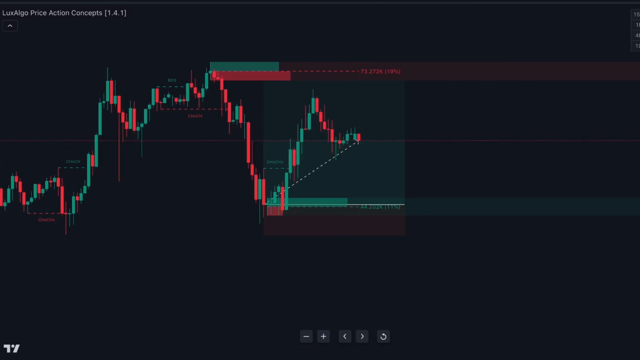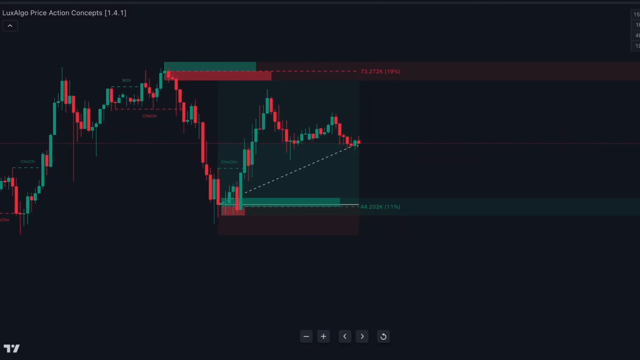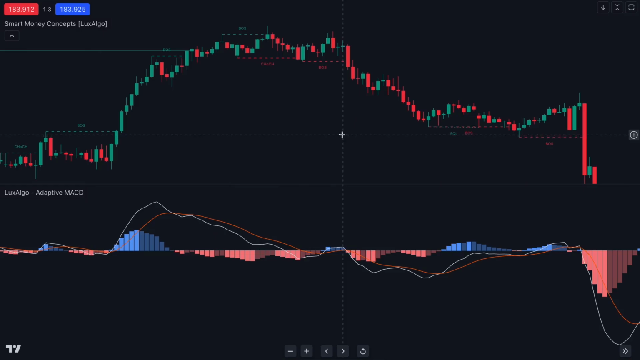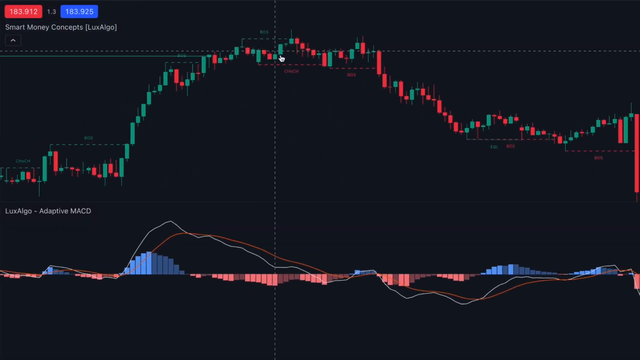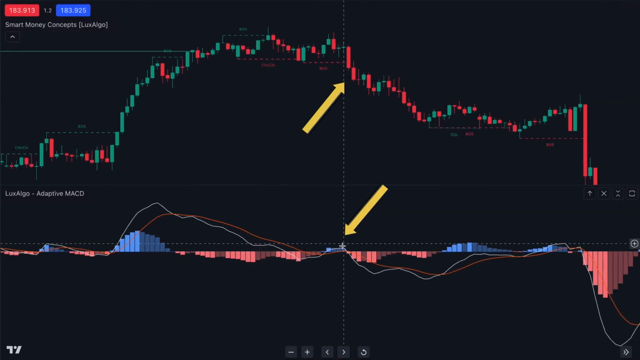It is worth mentioning that the Price Action Concepts is a part of the LuxAlgo Premium package, but you can also do this using the free Smart Money Concepts indicator by LuxAlgo. This version is completely free, but you will need to manually find the entries and exits.